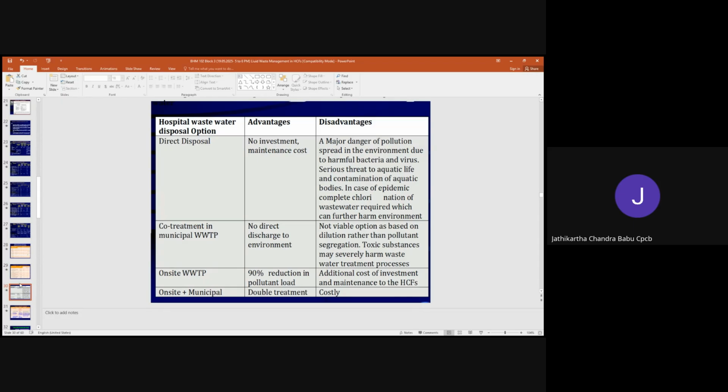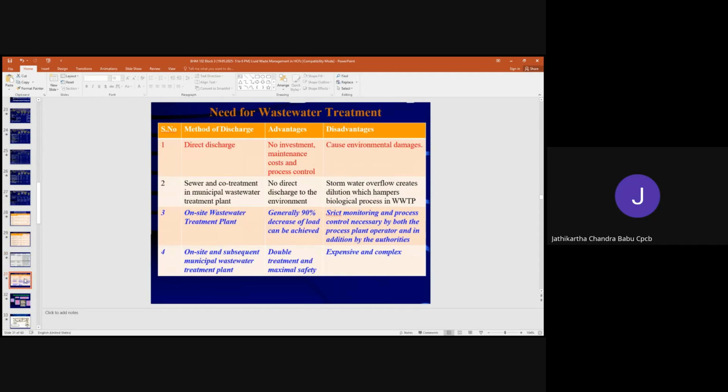Or else you can have your own systems within the hospitals. Therefore, each method has advantages and disadvantages. Direct discharge means not allowed. You have to ensure proper treatment. Otherwise, no cost is involved. Sewer and co-treatment: if there is any ETP or STP as a part of a city, for treatment of sewage generated from the hospital or from the city, then you can discharge into that through sewers, so that the water can be treated through that municipal wastewater treatment plant. But you have to have minimum treatment requirement within the hospital. On-site wastewater treatment is preferred, so that you can ensure proper treatment of the hospital wastewater.